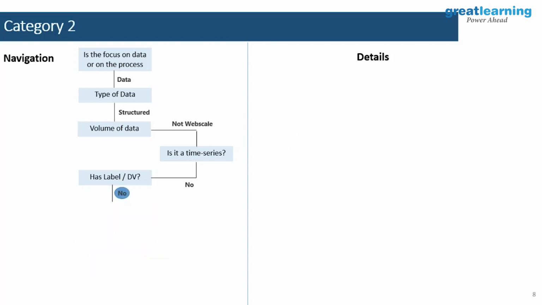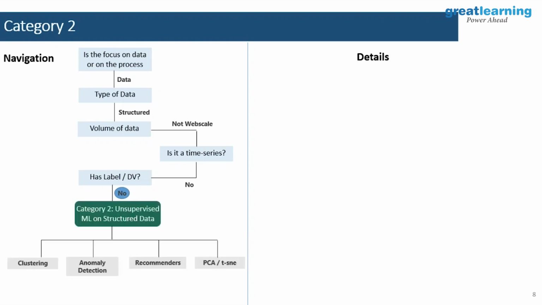Category 2, the focus is still on data. The type of data is structured. It's not web scale, not time series. It does not have a dependent variable. So you guys know what the category is? Right? Unsupervised machine learning on structured data, right? With its own set of specific techniques, right?